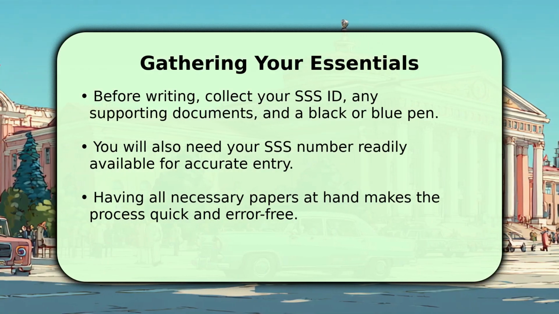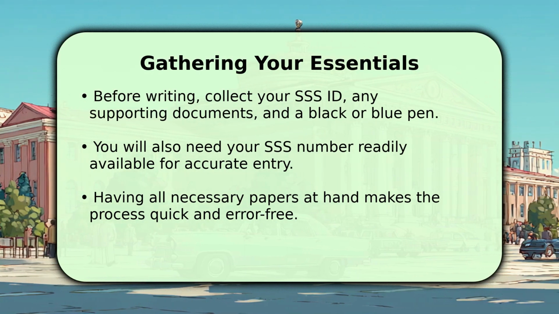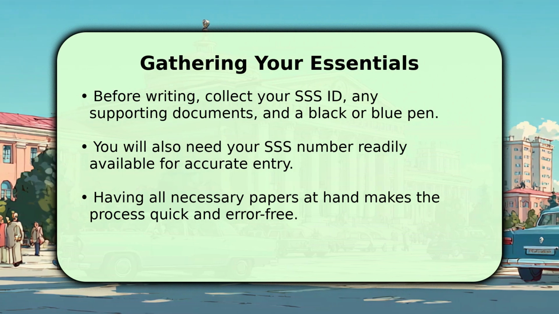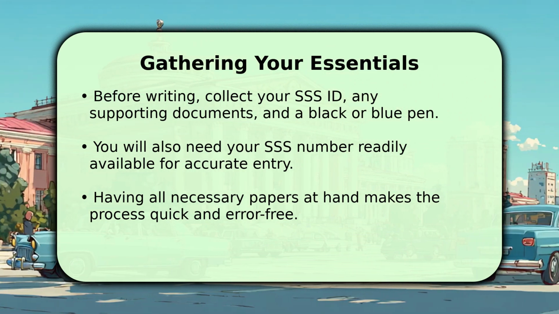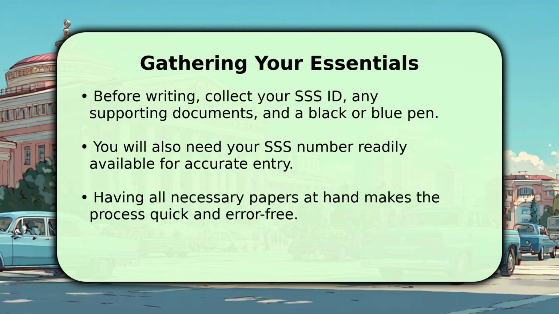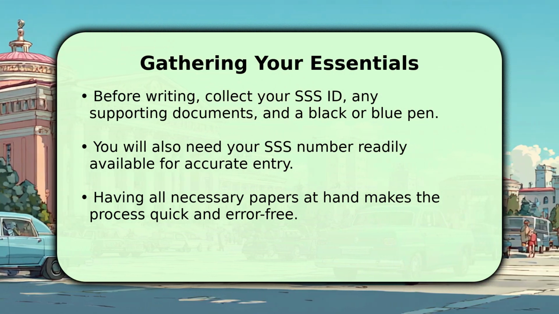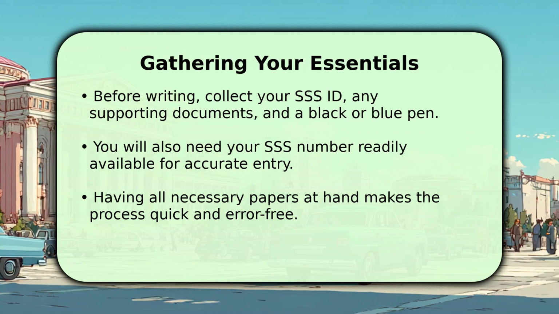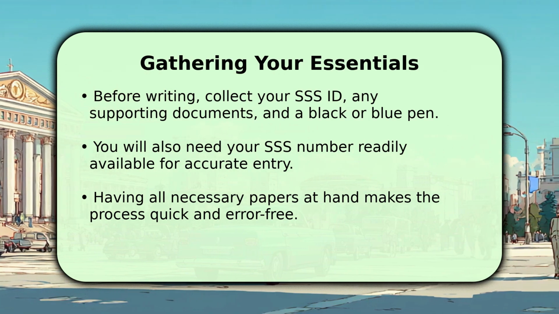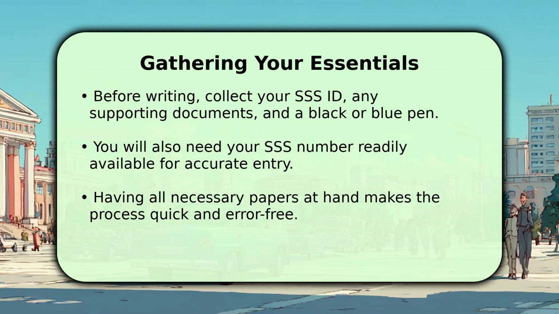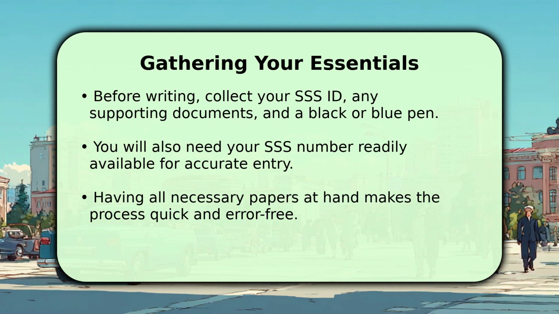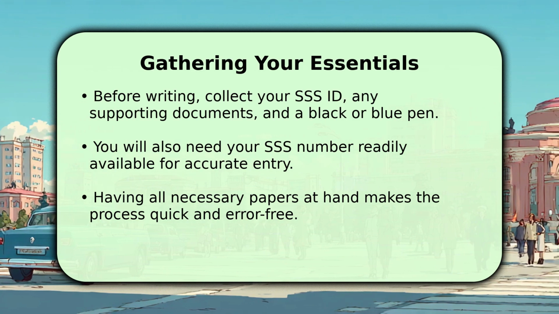Before you even pick up your pen, it's vital to gather all the necessary items. Make sure you have your valid SSS ID or any other primary identification ready. Don't forget any supporting documents SSS might require for your specific transaction, like a birth certificate or marriage contract. And of course, a reliable black or blue ink pen is essential. Having everything organized beforehand saves you time and prevents frustrating mistakes, ensuring a smooth process from the very start.